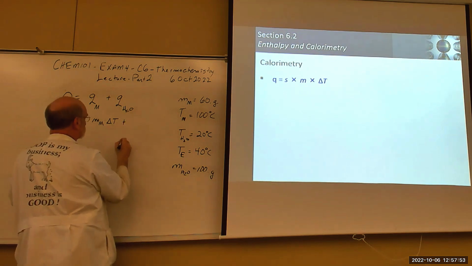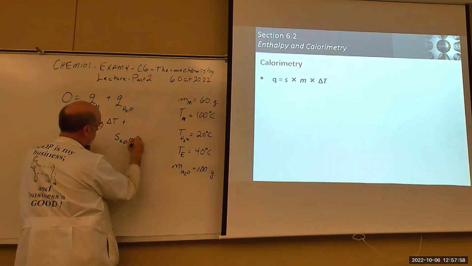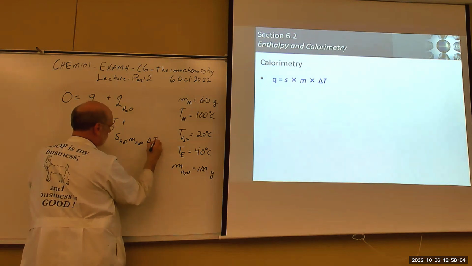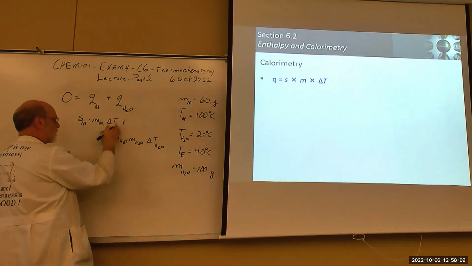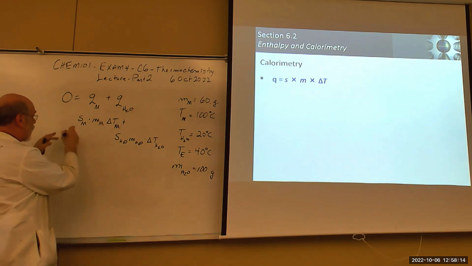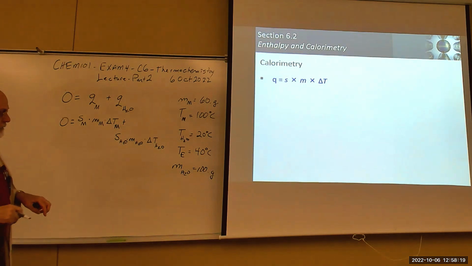And then we're going to add the specific heat of water times the mass of the water times the temperature change of the water. There we go. Right? And all of this should be equal to 0. Okay? I'm not doing more work than I need to. I'm sort of getting ahead of myself, but that's okay.